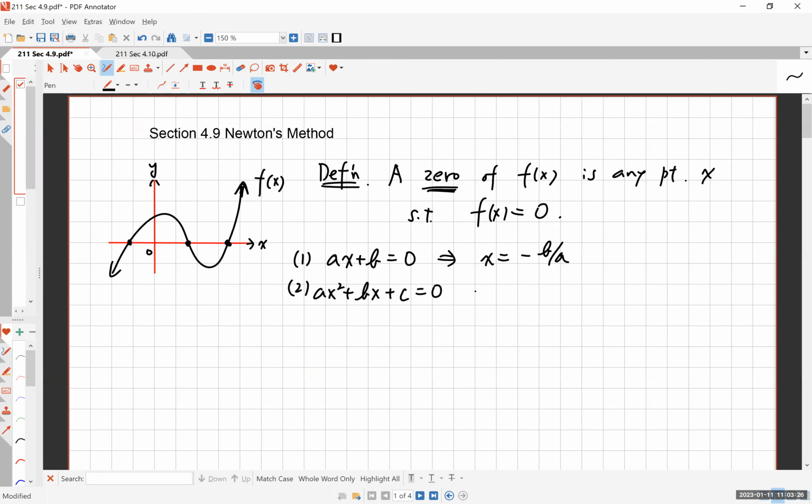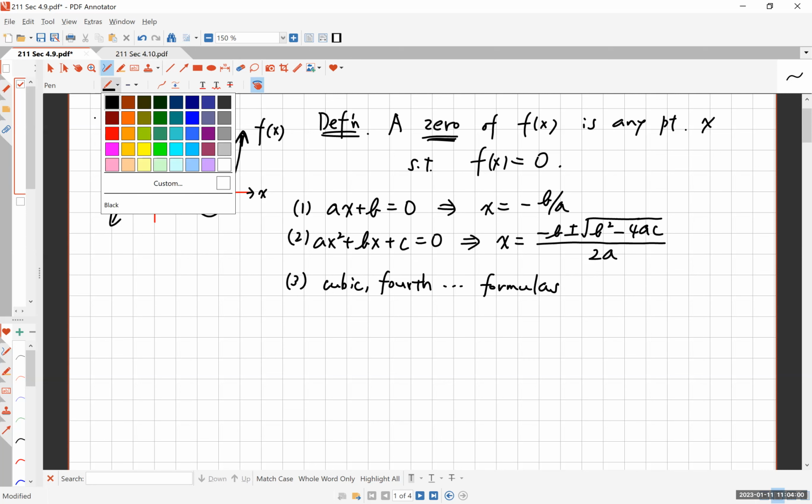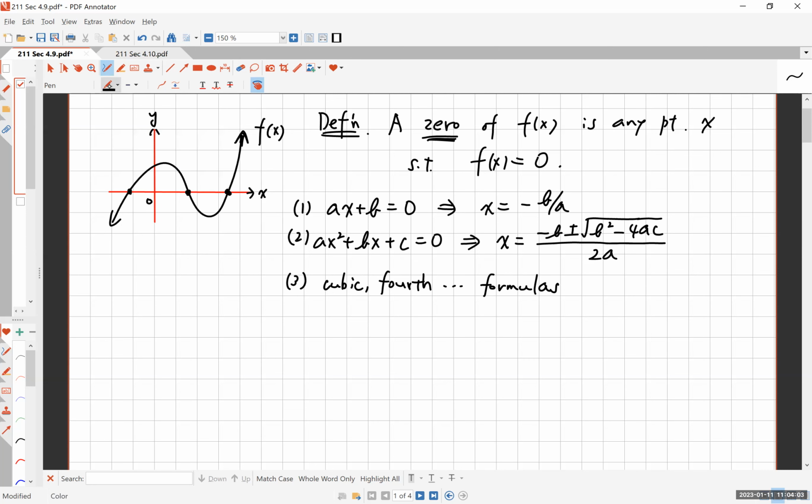Do you know how to find the solutions to this equation? Yes, the answer is the quadratic formula: negative b plus or minus the square root of b squared minus 4ac, all over 2a. I'm sure once upon a time you thought this formula was extremely long, and now it probably doesn't look that long. Now if it's cubic or fourth degree polynomial, there are formulas. It's a little complicated. You have to do something before you can apply the formulas, and these are indeed very long and complicated.